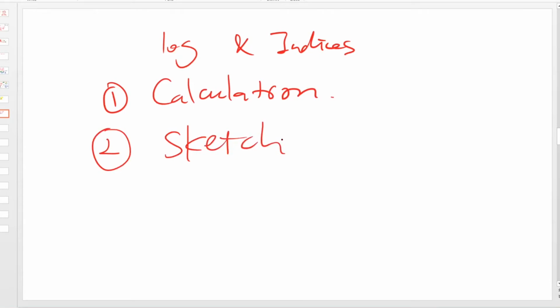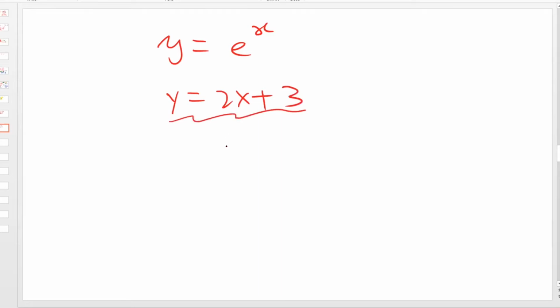We need to talk about it. Probably I can take this opportunity to talk about how do you sketch logarithm or indices. So let's kickstart with, let's say, y equals e to the power of x. How do you sketch this out? And I think we have learned how to sketch this y equals 2x plus 3, right? Do you need me to demo to you how to sketch this?